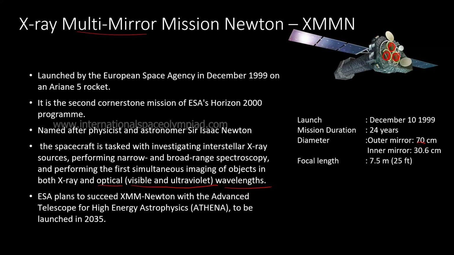ESA is planning to succeed XMM-Newton with another telescope called the Advanced Telescope for High Energy Astrophysics, or in short Athena, to be launched in 2035. Again, it is an X-ray telescope. X-ray and gamma ray are high energy wavelength light, and the study of astronomy using those lights comes under the field of astrophysics called high energy astrophysics. That is why it is called high energy, because they are dealing with high energy wavelength light.